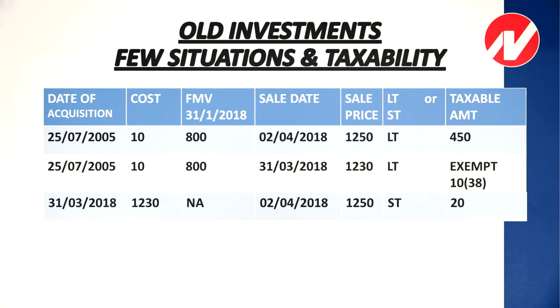The difference is that 450 in situation 1 will be taxable at the rate of 10% above 1 lakh. This 20 will be taxable at the rate of 15% right from penny 1. But this may give the benefit to many assessees.